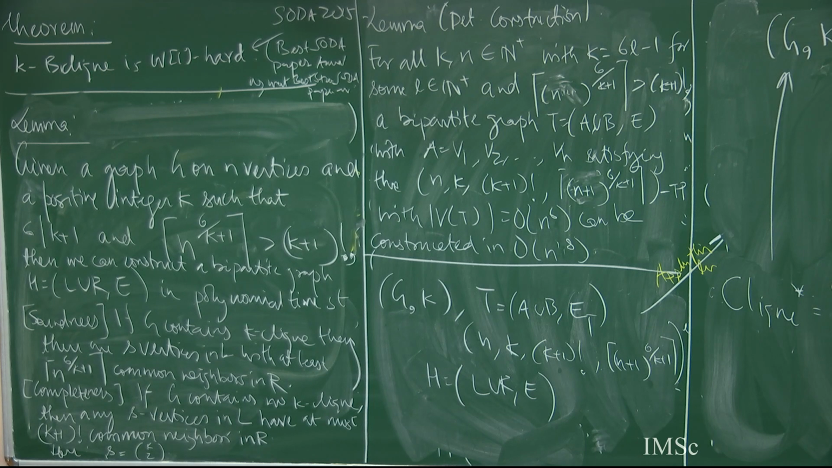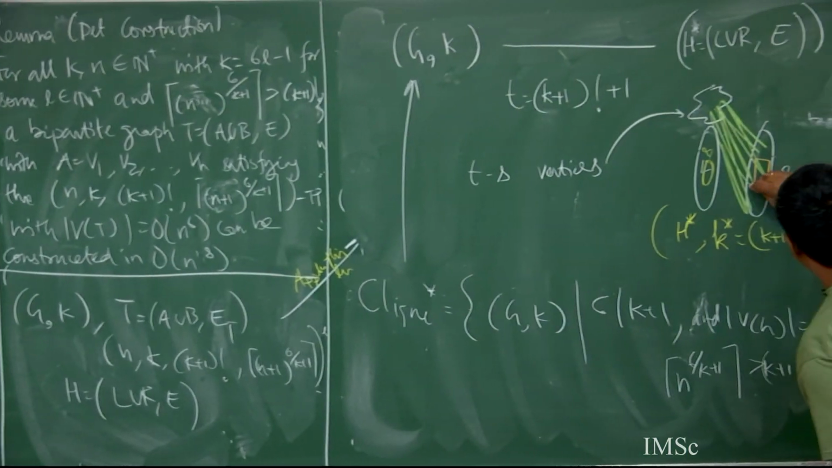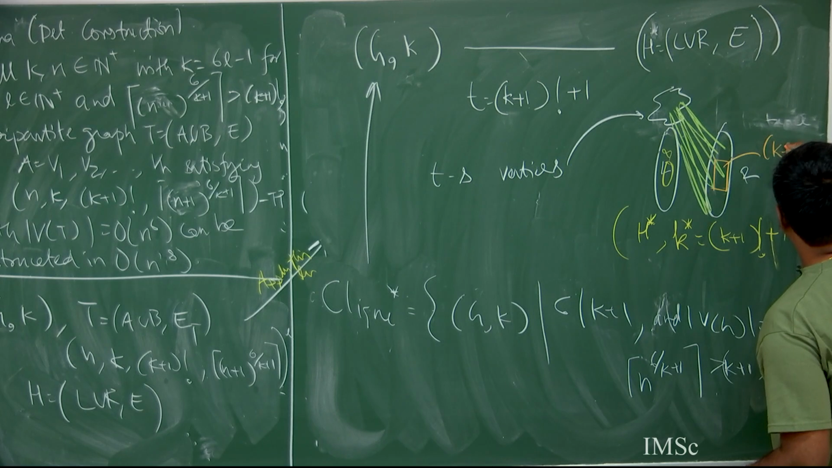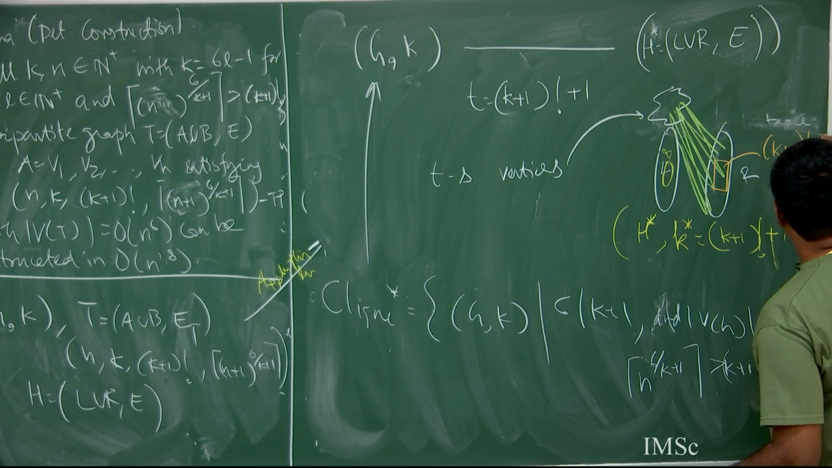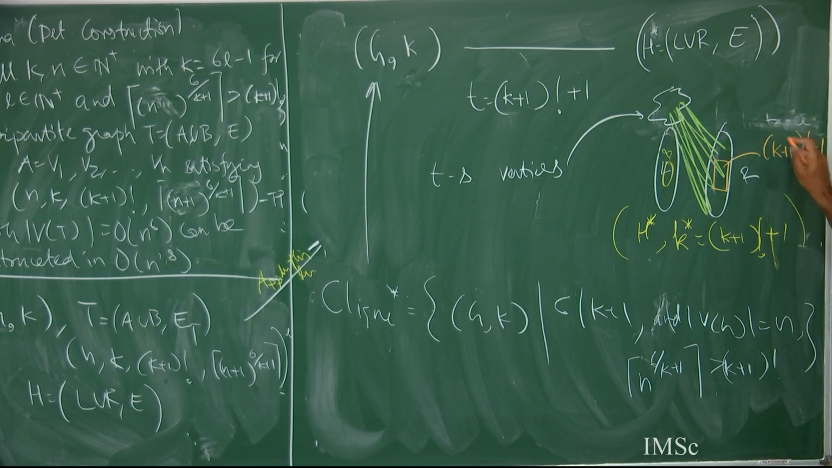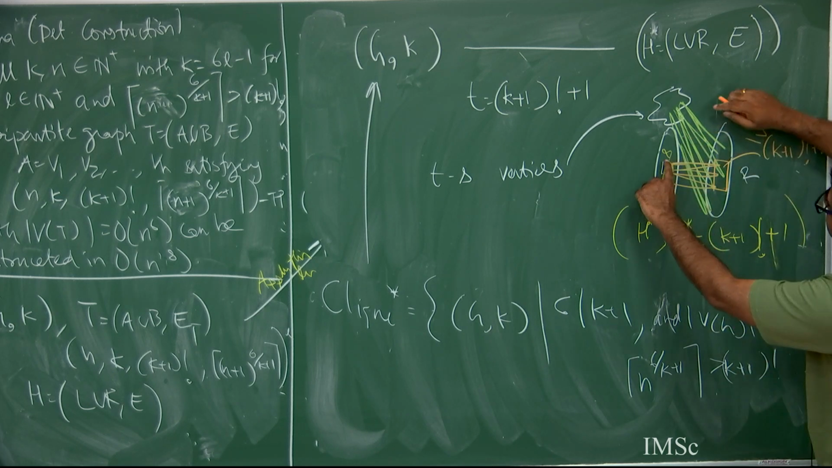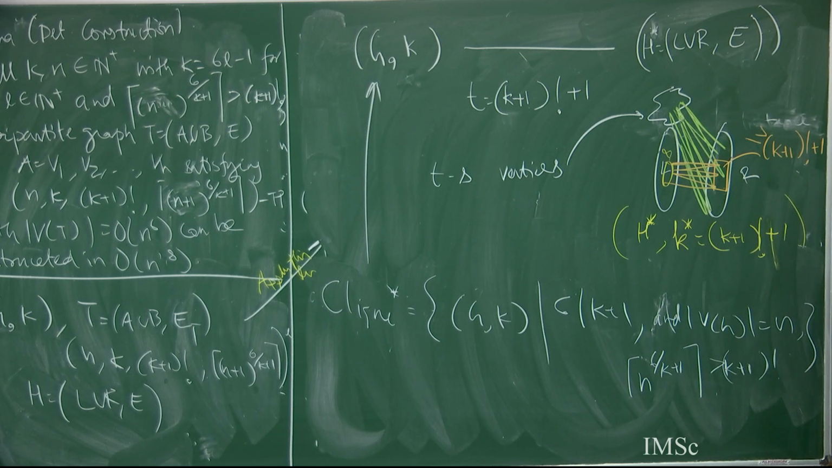Agreed? Because look at the first property, it says that I can find here an S-size object which has a much bigger neighborhood. What is the size of this neighborhood? (k+1) factorial plus 1 for sure, at least. Now take this, this is a common neighborhood. Now take this and this, that gives you a K_{T,T}. Agreed? Just choose exactly that many and you get your answer. Fine.